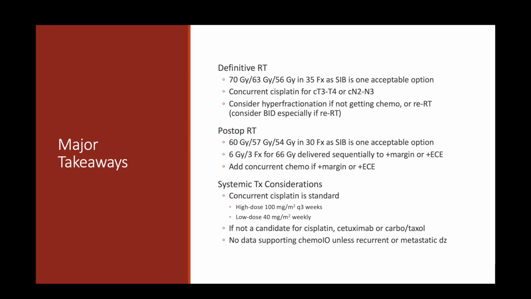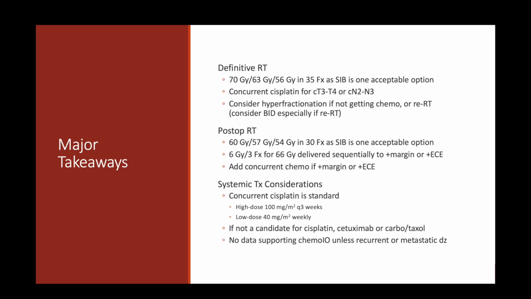So we can do 6 fractions per week, we can do hyperfractionation, we can do the moderately hypofractionated where we do 70 gray in 33 fractions. So there's lots and lots of different alternative regimens, and these are all used based on physician preference, institutional practice, and so on. We can consider hyperfractionation, especially if patients are not getting concurrent chemotherapy. We can also consider BID radiation, especially if patients are getting retreated with radiation. So these are just some things to consider.